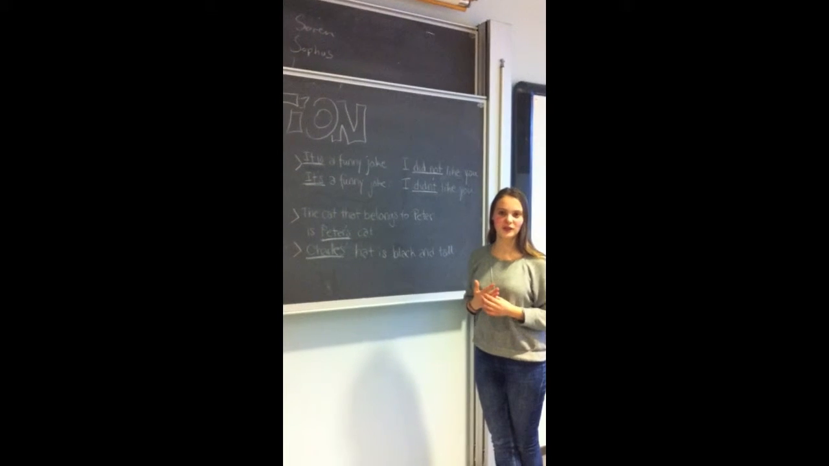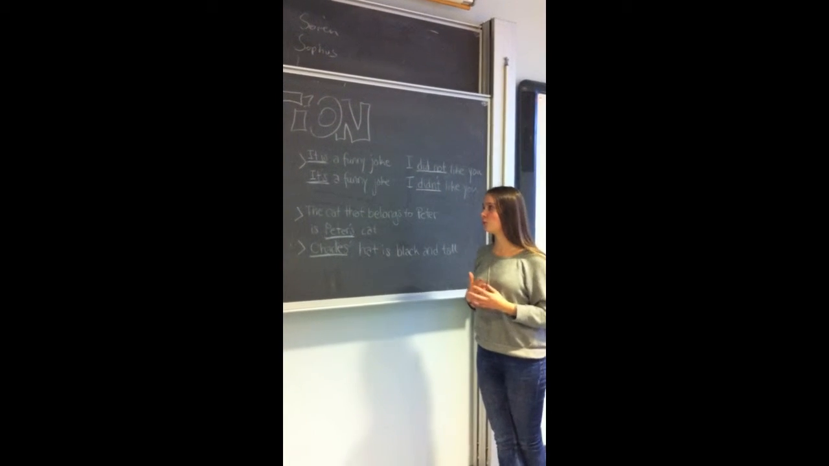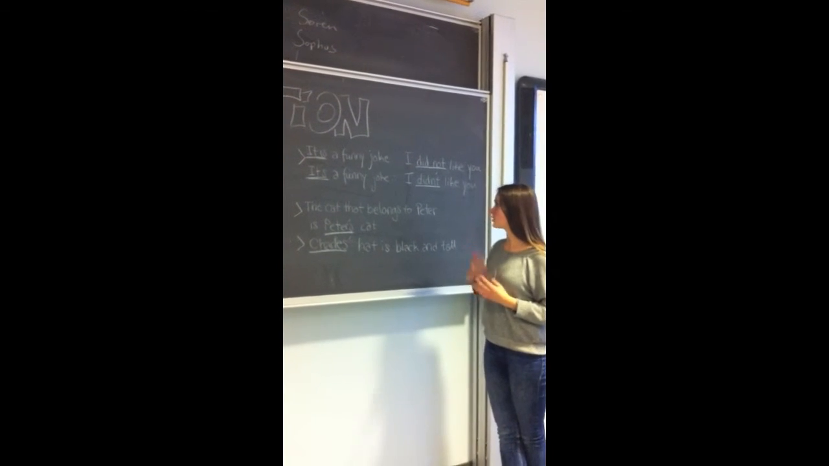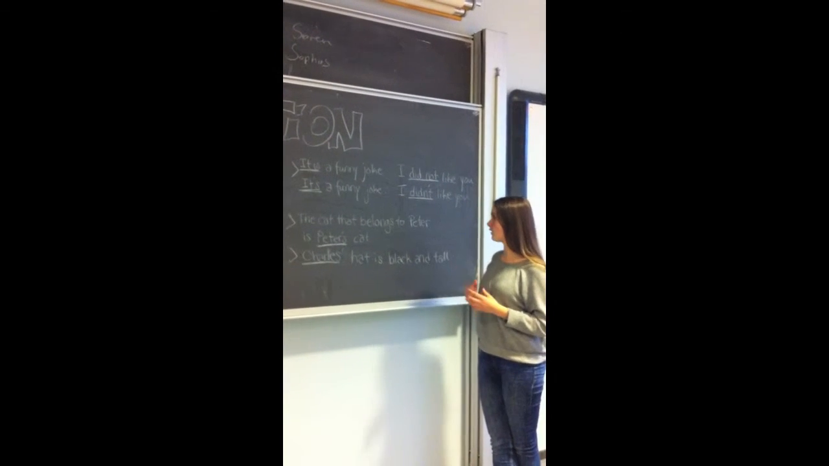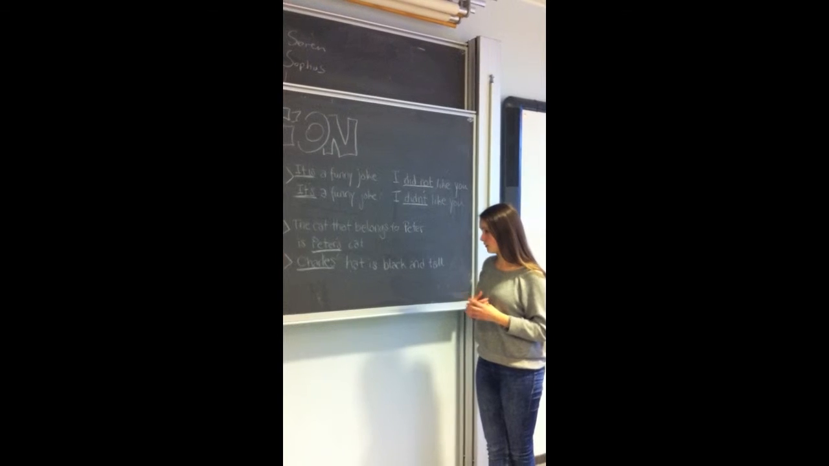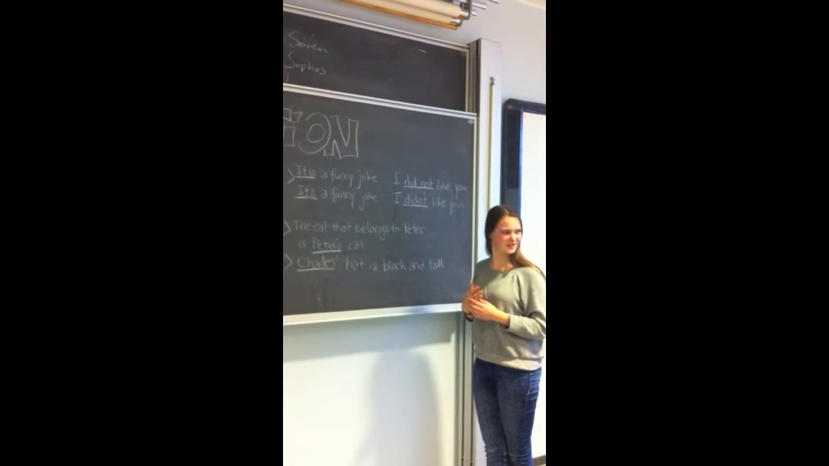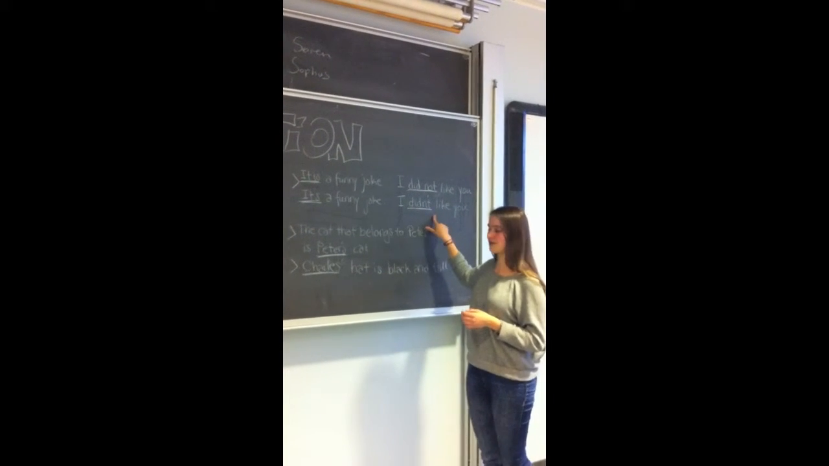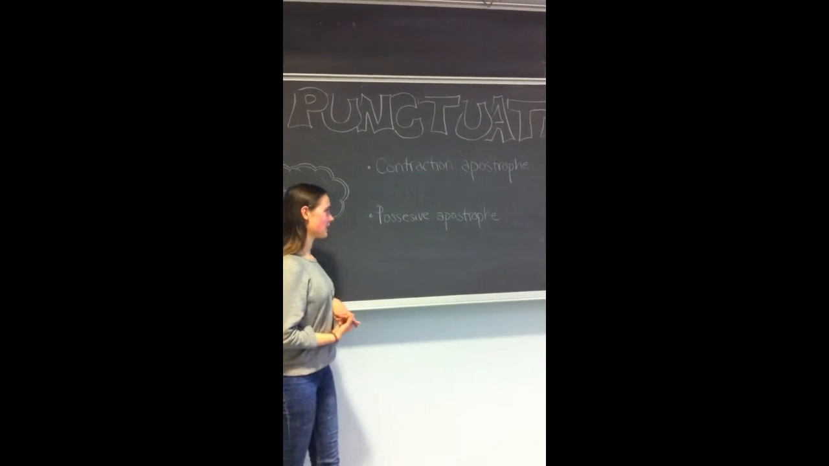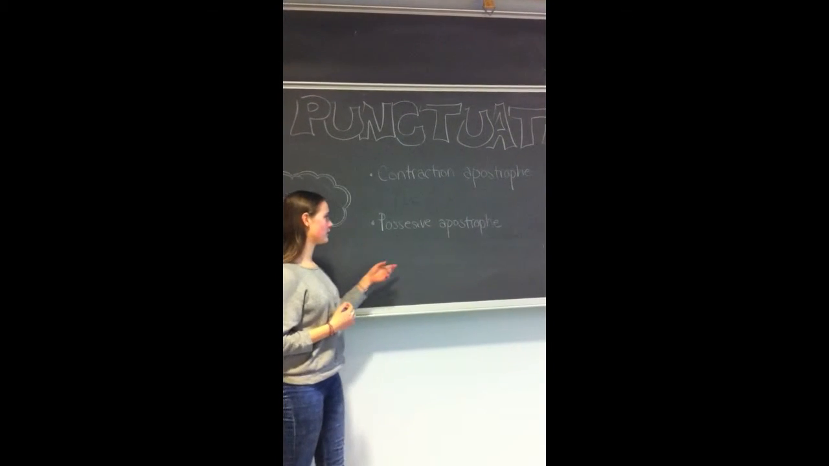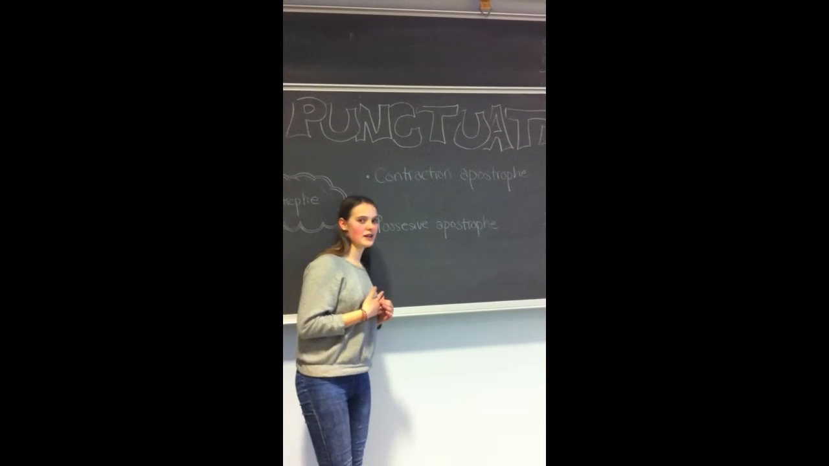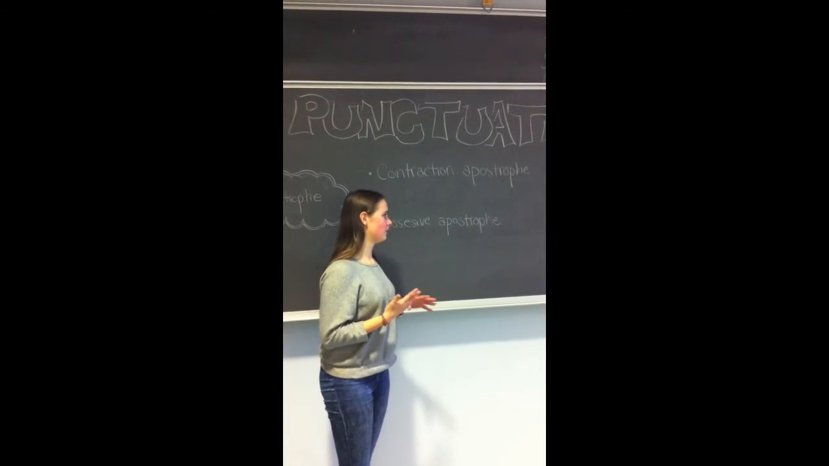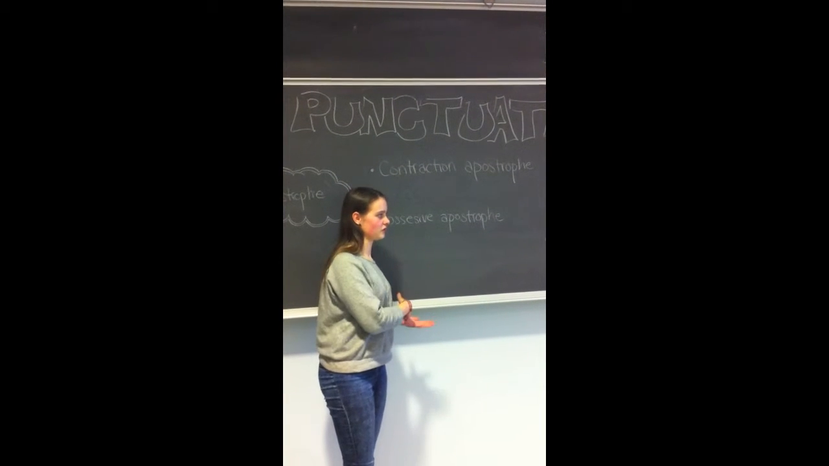But these apostrophes are tricky to use, so if you're in doubt, then spell out the two words, like I did not, instead of contracting it, like didn't. The second apostrophe is the possessive one. It indicates that it is a case of possession.